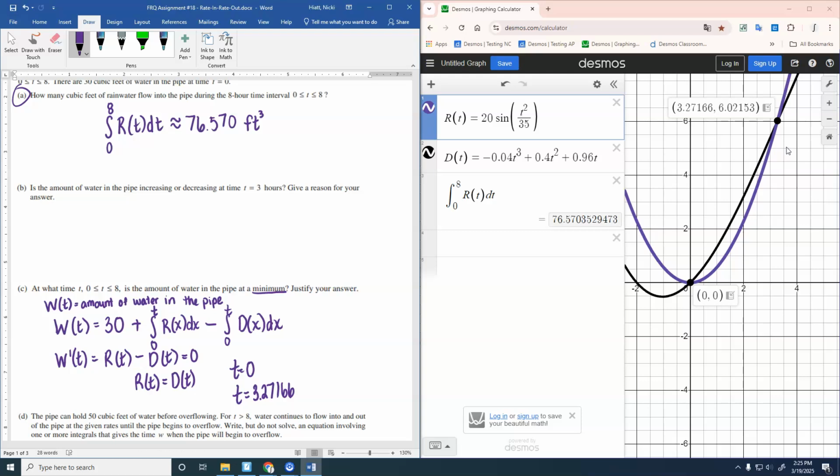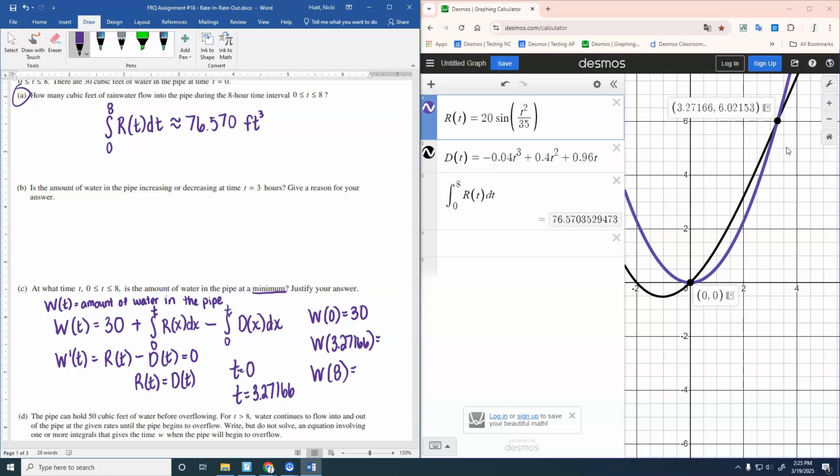And so I could think really hard about this, like trying to figure out like a sign line or something like that, or what's happening with the rates, but it's got to be endpoints or critical point where this happens. So since I already have this equation set up, I would do W of 0, which I already know is 30. I would do W of 3.27166, and I would do W of 8.